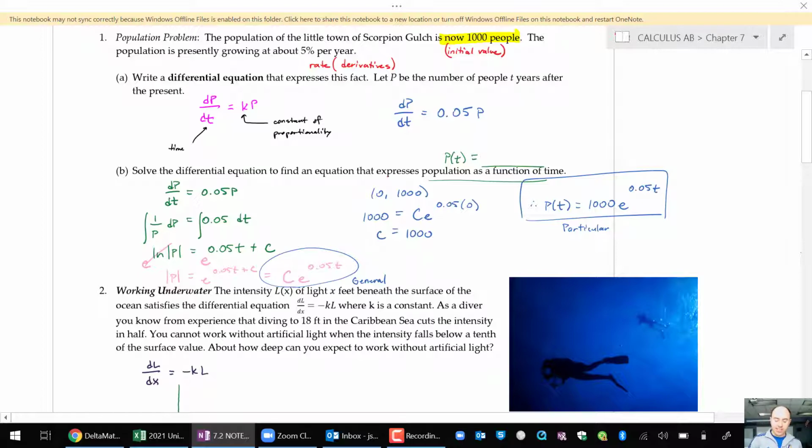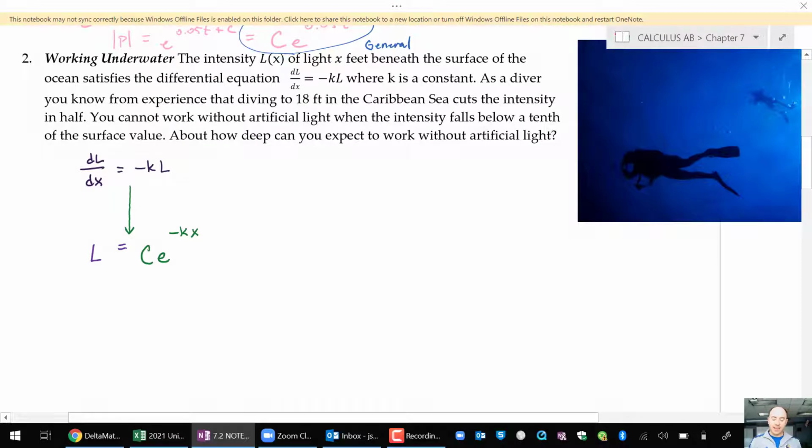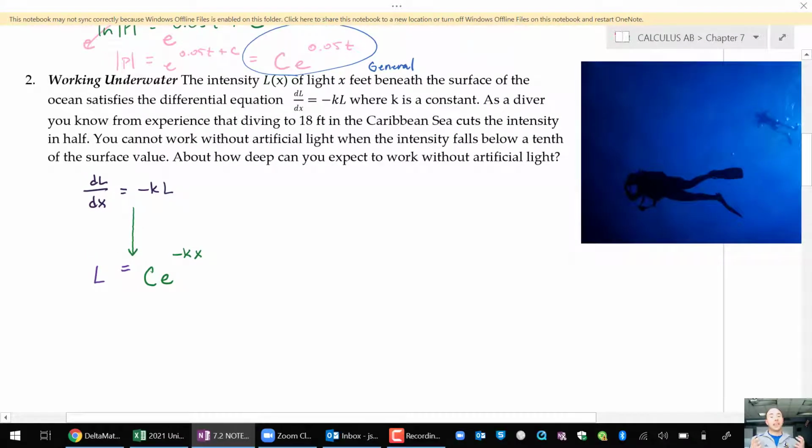Okay, so one more example, number 2. This one involves light intensity. So the light intensity as you dive beneath the surface of the ocean satisfies this differential equation right here: dL/dx equals negative k times L. So now there's a negative sign on the constant of proportionality.